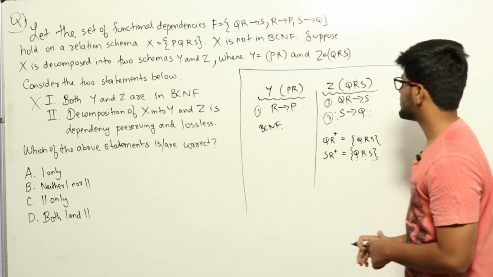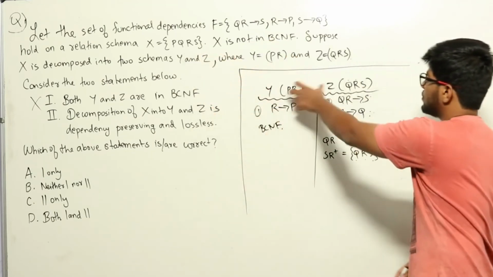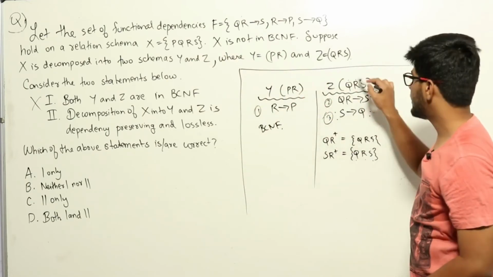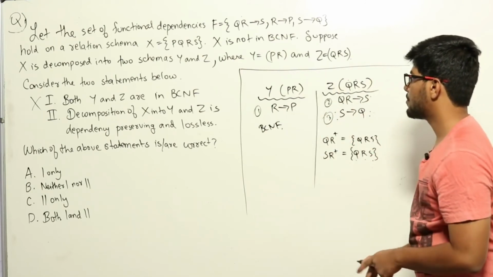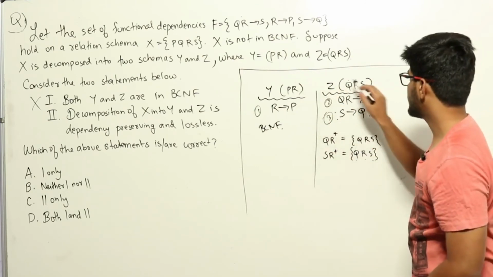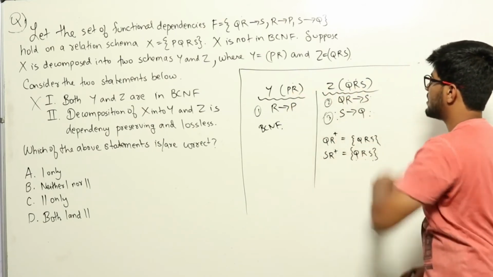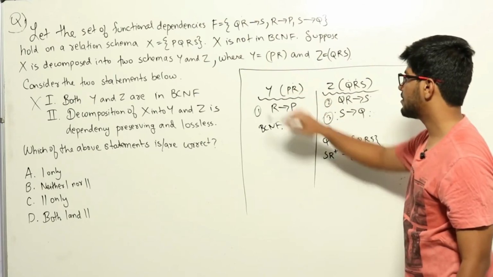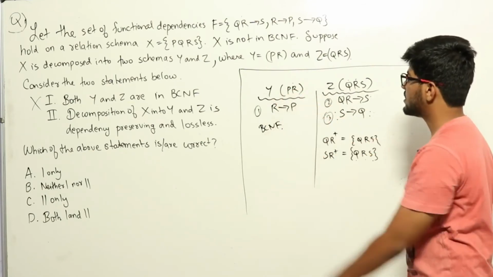Now is it lossless? If we are decomposing one particular schema into two tables like this, then this will be lossless if the common attribute is a super key in one of those schemas. So if you take a look here, the common attribute R is there in Y as well as in Z, and R is a primary key in this particular schema Y because R will give P. Therefore it satisfies the condition for lossless.